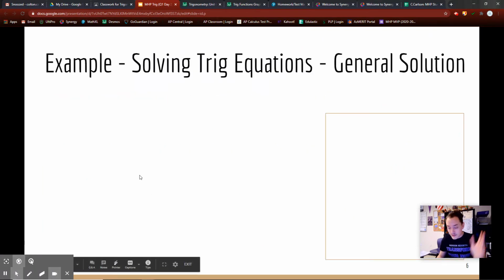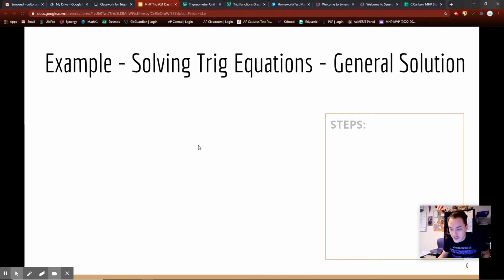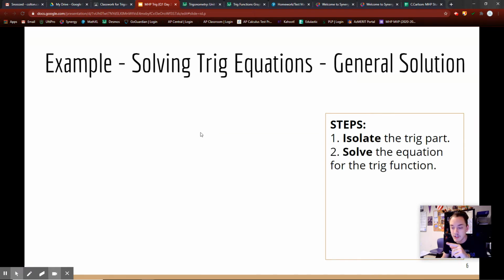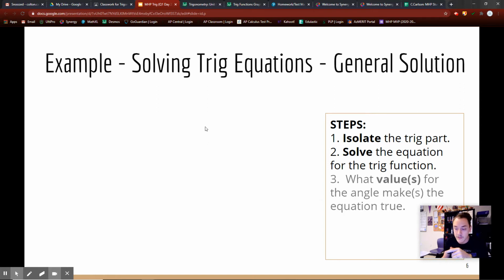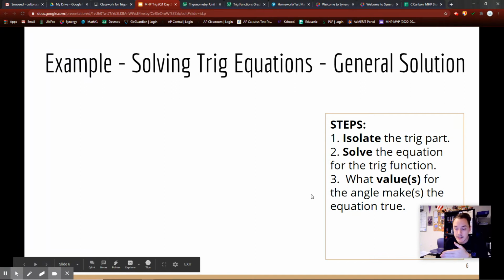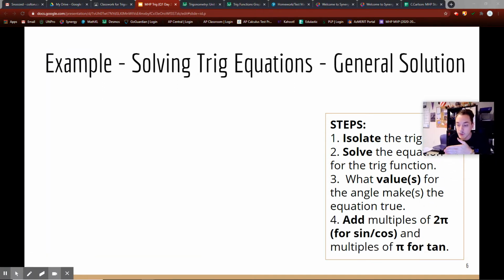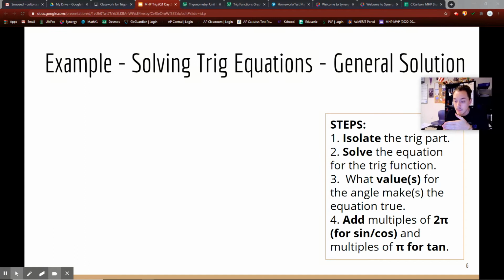So I'm going to stop ranting, and what I'm going to start doing is teaching you the example. The first part is you're going to isolate the trig part. The second part is you're going to solve the equation for the trig function. You're going to find what value for the angle makes the equation true, and then you're going to add multiples of 2 pi for sine and cosine, or pi for tangent, of course, because the period of sine and cosine is 2 pi. The period for tangent is pi.